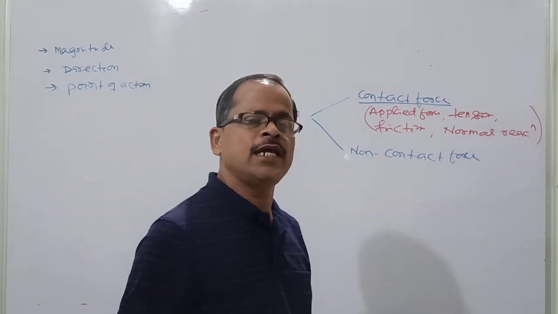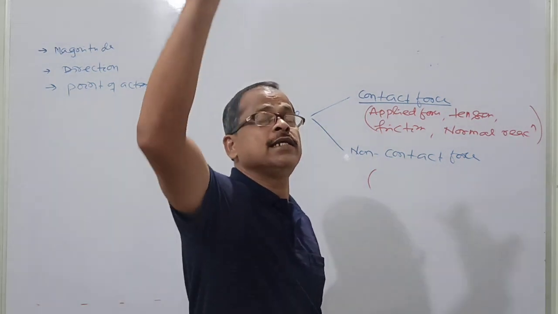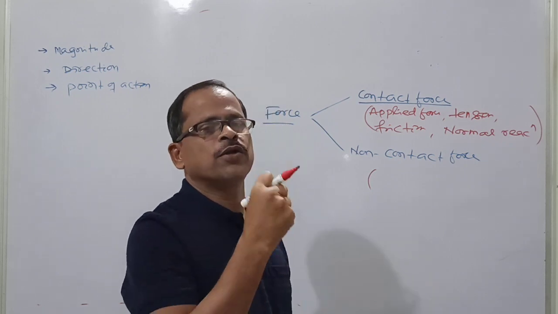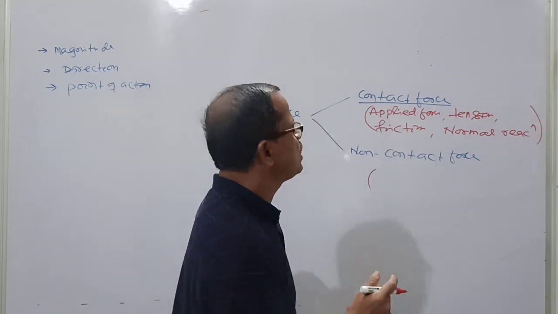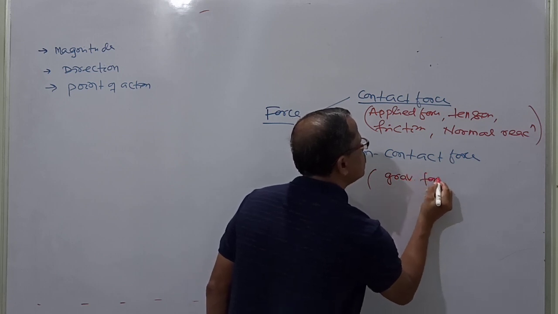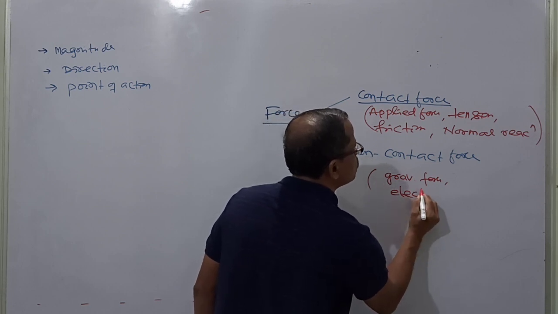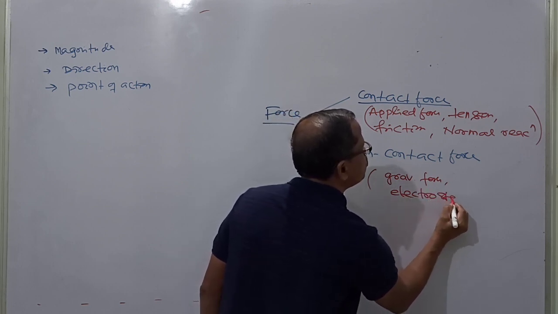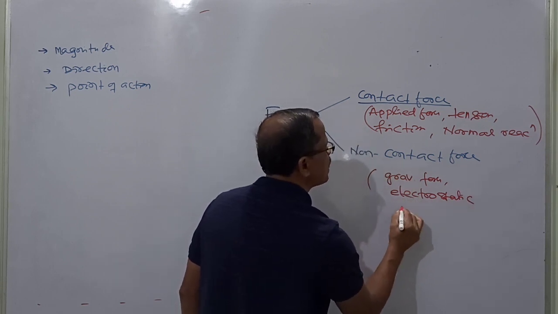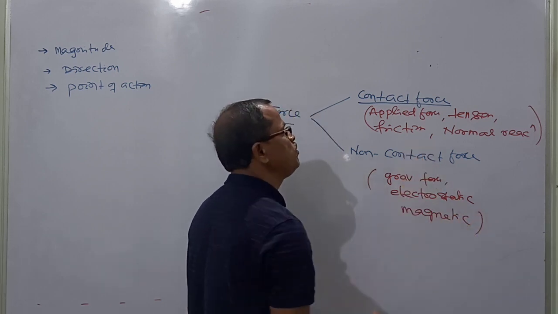What are the non-contact types? The earth attracts an object flying in the sky, so that is the non-contact type. Earth pulling the body is called gravitational force. Another is the electrostatic force. Another is magnetic force. So these are the classification of the forces.